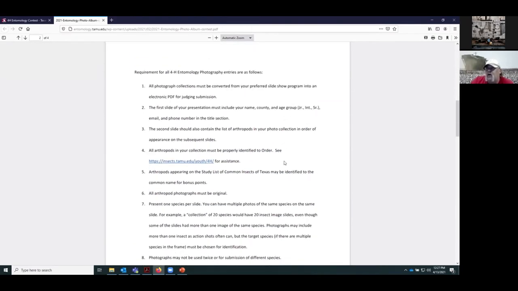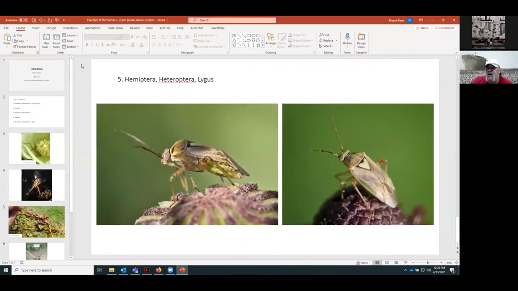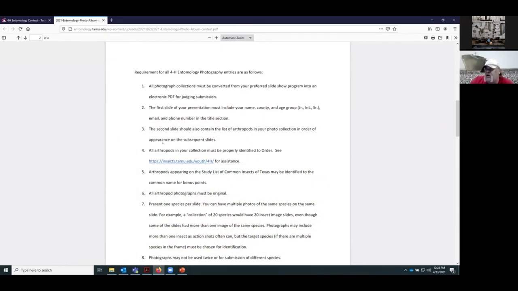So what we're looking at here are the guidelines. And we are asking you guys to put this in any type of presentation form. What we're looking at here is a PowerPoint presentation. Now, some of you Mac users might have a different one, but that's okay. So you could put your photographs together in a slideshow program and then convert it to a PDF for judging submission. Now, they do need to come to us in PDF. That'll shrink that file size down so that we can email these things anywhere, and several judges across the state can look at these.